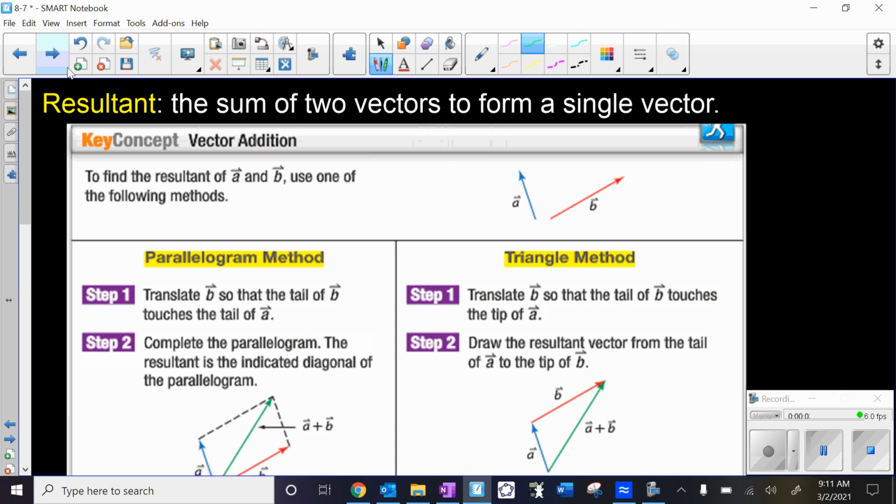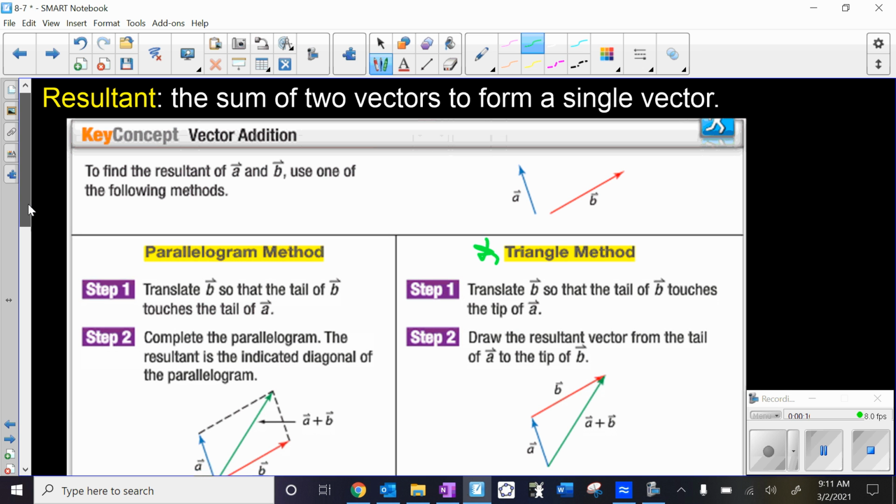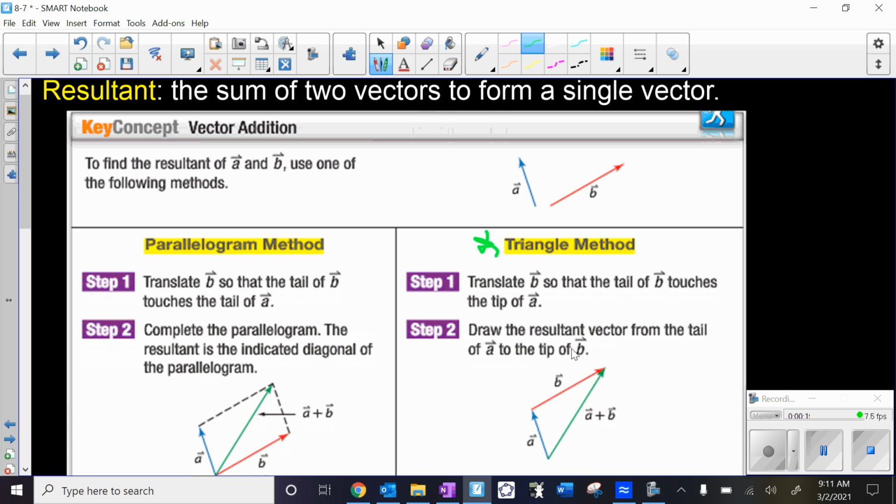Next, we're going to look at representing the sum or difference of two vectors geometrically. And the method that we're going to use is called the triangle method. I'm never going to look at the parallelogram method because that one's quite a bit harder to use. So when I draw out the sum or difference of two vectors, we get what's called the resultant vector, which will be kind of like down here, which is a plus b.